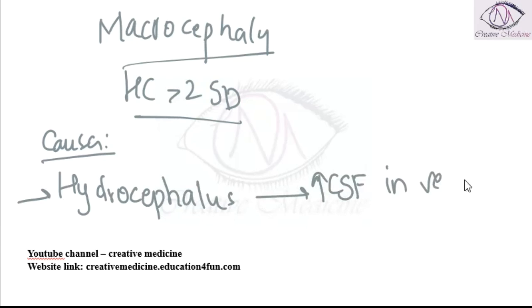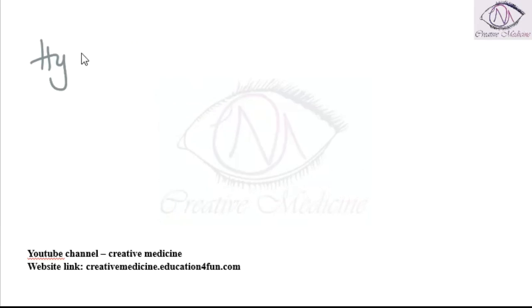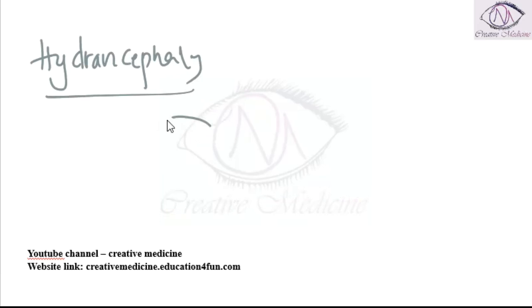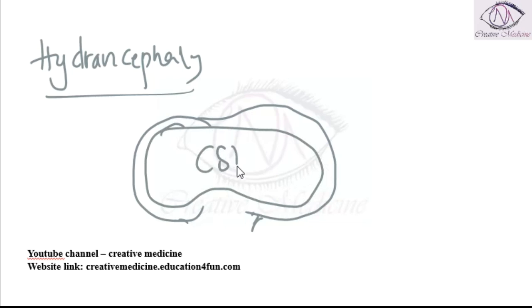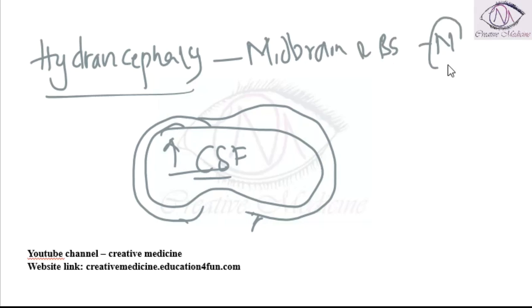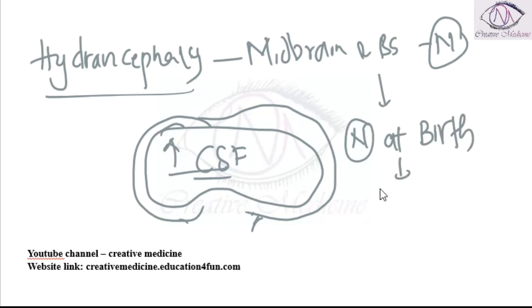Hydranencephaly. In hydranencephaly, the cerebral hemispheres are absent and they are replaced by sacs containing cerebrospinal fluid under increased cerebrospinal fluid pressure. In hydranencephaly, the midbrain and brainstem are normal. The midbrain and brainstem are normal at birth, the baby is normal at birth, and there is a progressive increase in head size along with seizures.